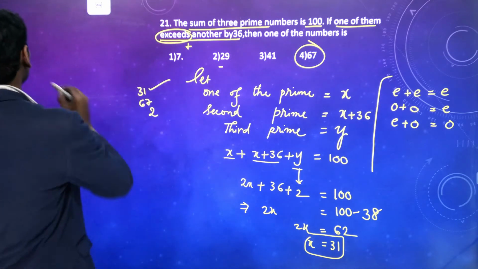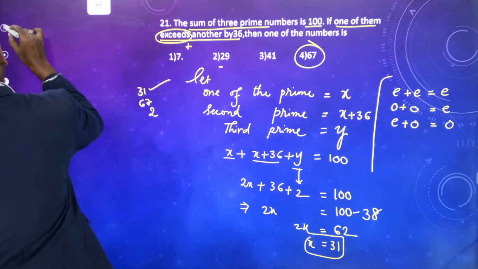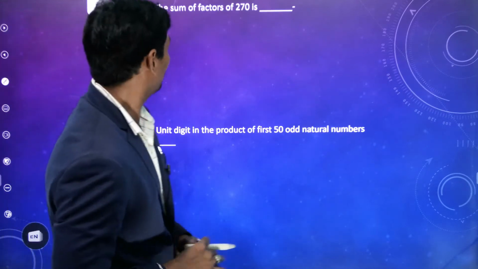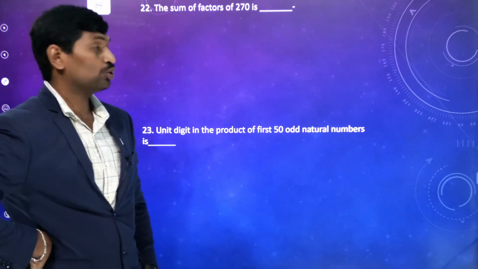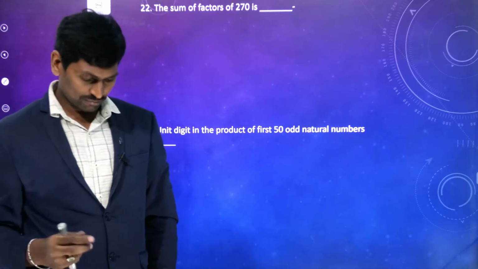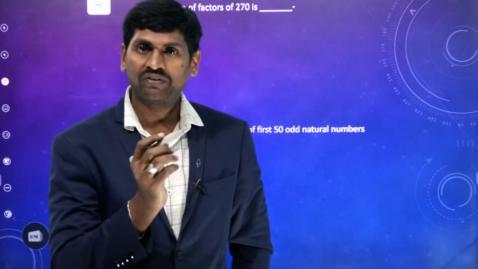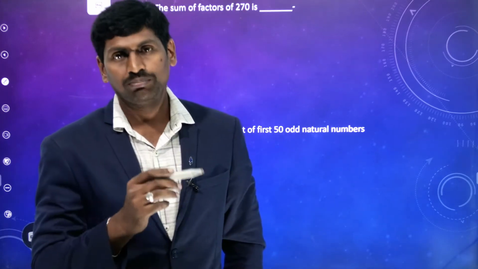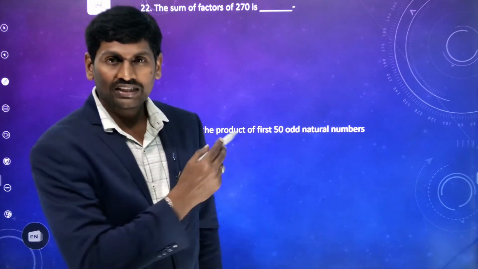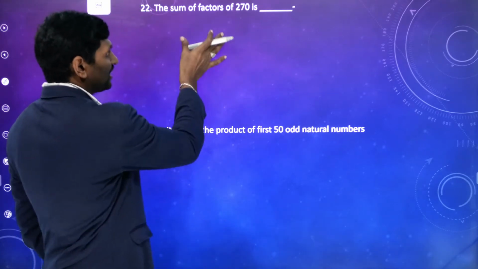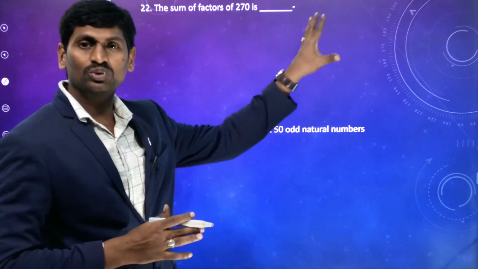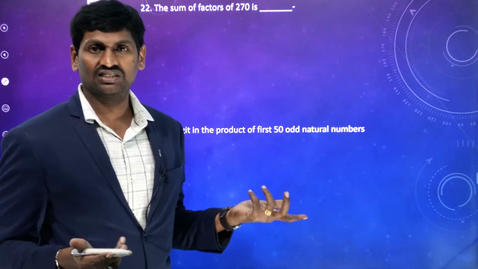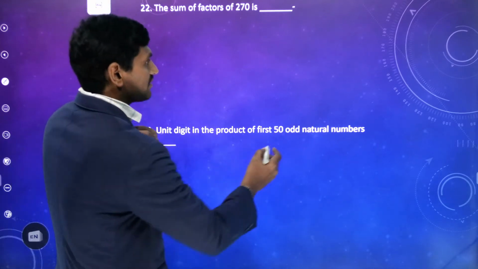Okay, next. Now, sum of factors of 270. Sum of factors also, we are learning a formula, p1 power n1 plus 1 minus 1 by p1 minus 1, like that. Let us write. So for finding the sum of factors, product of factors, whatever, we need to do the prime factorization as the general process. So let us find the prime factors.